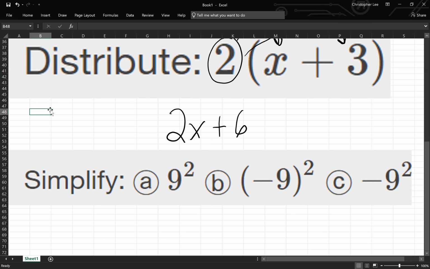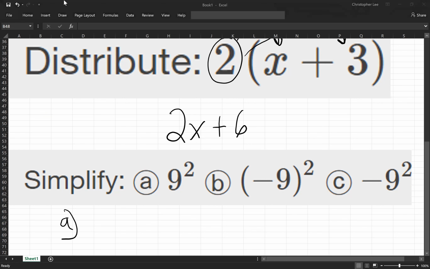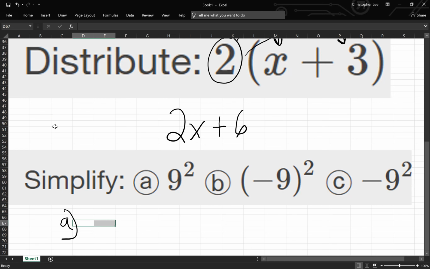You guys, help me do this real quick. What's A? You might tell me what the answer for A is. 81. This is going to be a good one. This is 9 squared. 81, right? Very good.